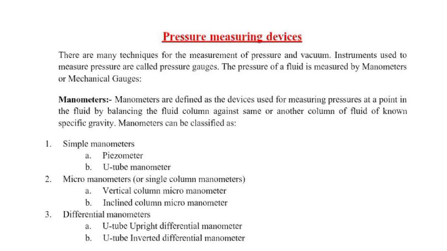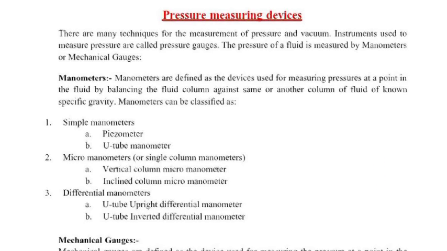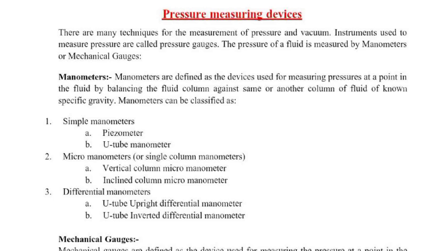What are manometers? Manometers are defined as devices used for measuring the pressure at a point in a fluid by balancing the column of fluid against the same or another column of fluid of known specific gravity. This means the manometer measures the pressure at a point in the fluid by balancing the fluid column against the same or another column of specific gravity.